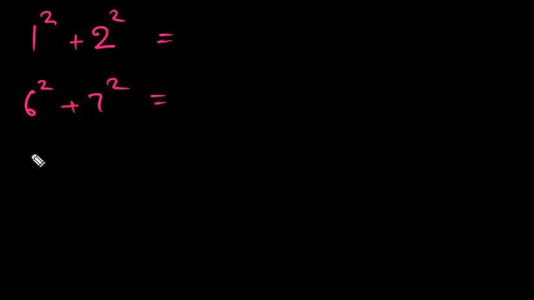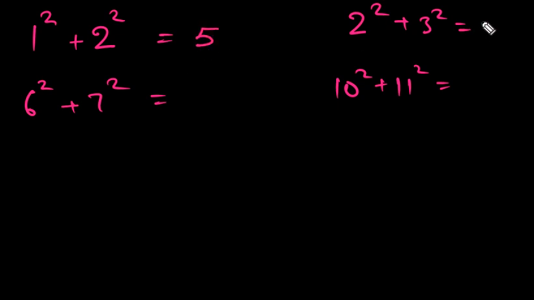So, if you have the sum of squares of two numbers, let's say 6 square plus 7 square, and then 2 square plus 3 square, and then let's say 10 square plus 11 square. So 1 square plus 2 square, how much is this? This is 13. How much is this? And how much is this? 221. So what is the conjecture here?